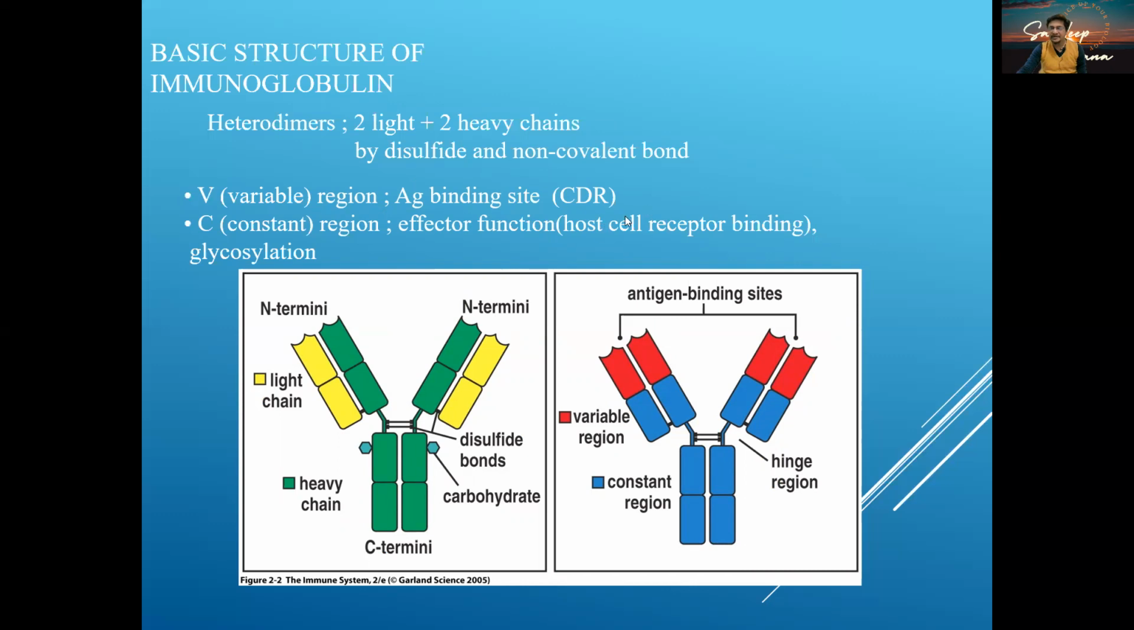The variable region will have the complement determining regions, CDR, or hypervariable region, and the constant region will have the effector function that helps it bind to the host cell receptor, and it also plays an important role in glycosylation. This structure makes things very clear. You have the light chain and the heavy chain, and here the variable regions are shown, and the hinge is going to be there.